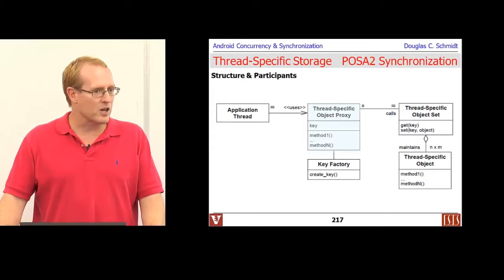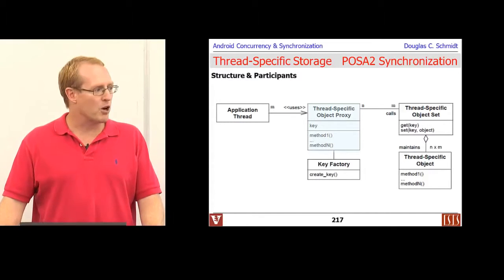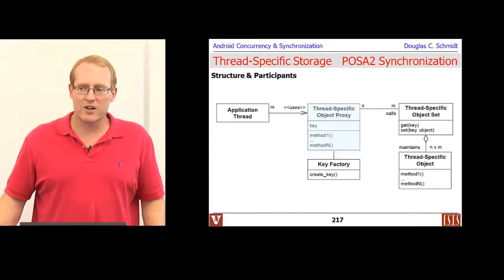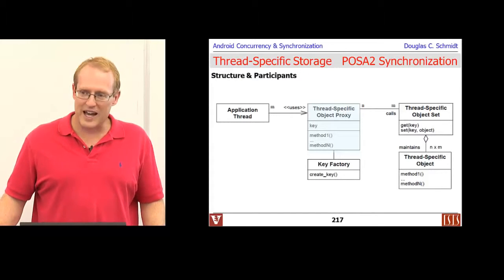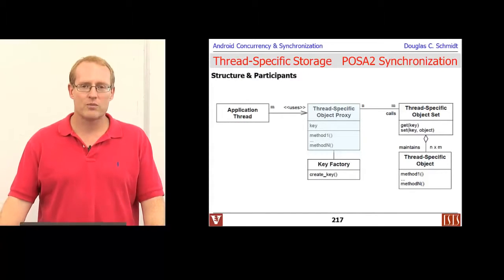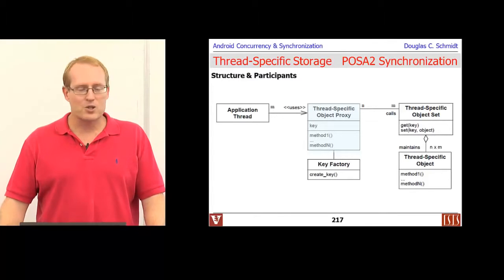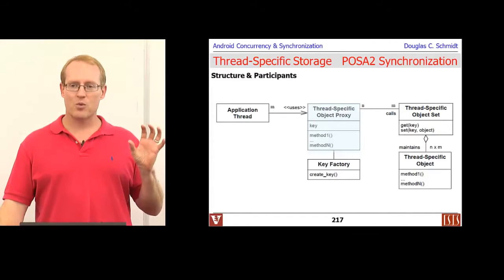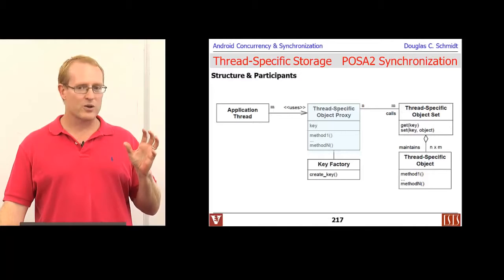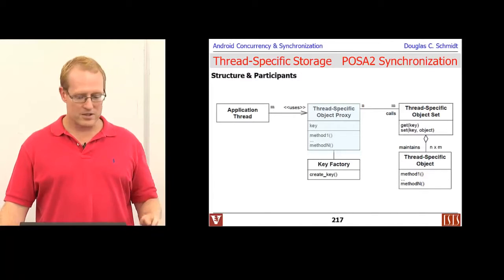The first piece we're going to talk about is something called the thread-specific object proxy. The purpose of this particular interface, class, element, module, and so on, role, better word, is to try to give people a nice high-level way of accessing thread-specific storage, so you don't have to take care of low-level details.